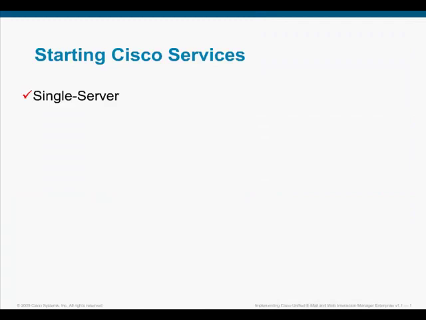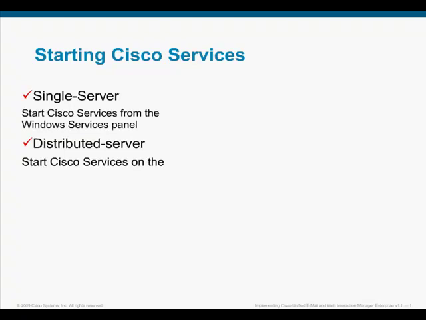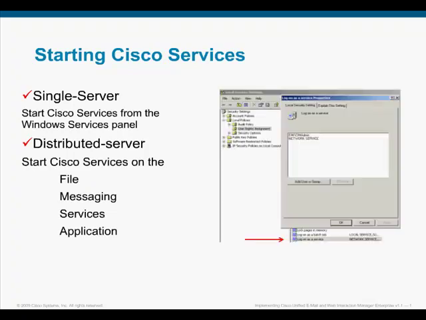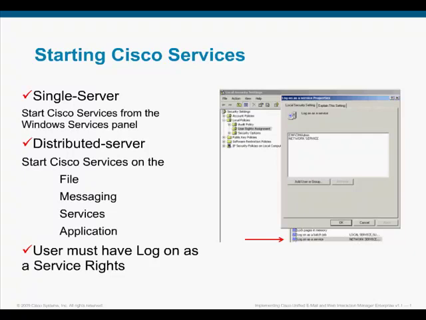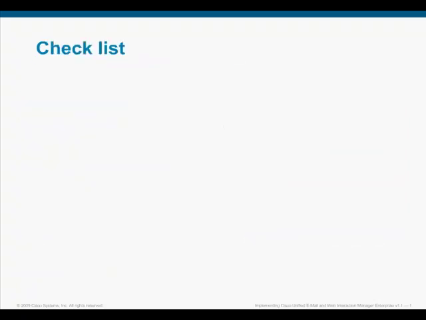Starting Cisco services. Start Cisco services from the Windows Services panel. In a distributed server configuration, start the Cisco services on the file, messaging, services, and application servers. If for some reason the services fail to start due to a logon issue, navigate to Start, Administrative Tools, Local Security Policy, and right-click on Log On as a Service from the right pane and select Properties. Add the CIM domain user account here.